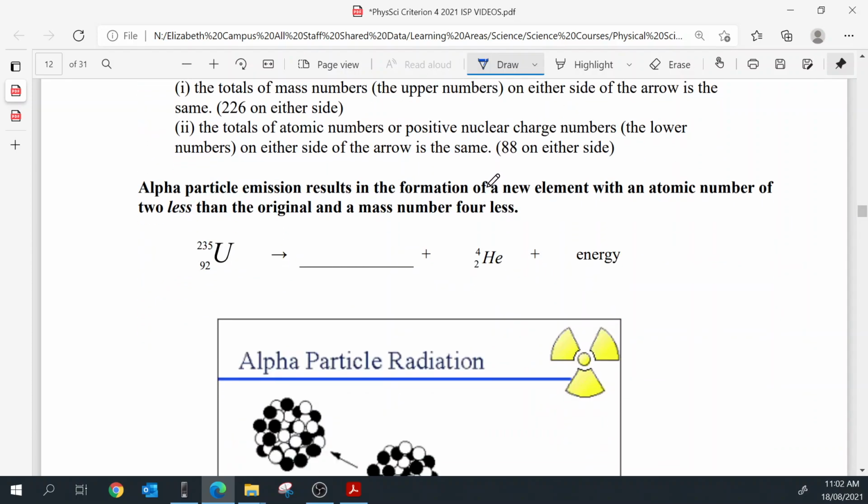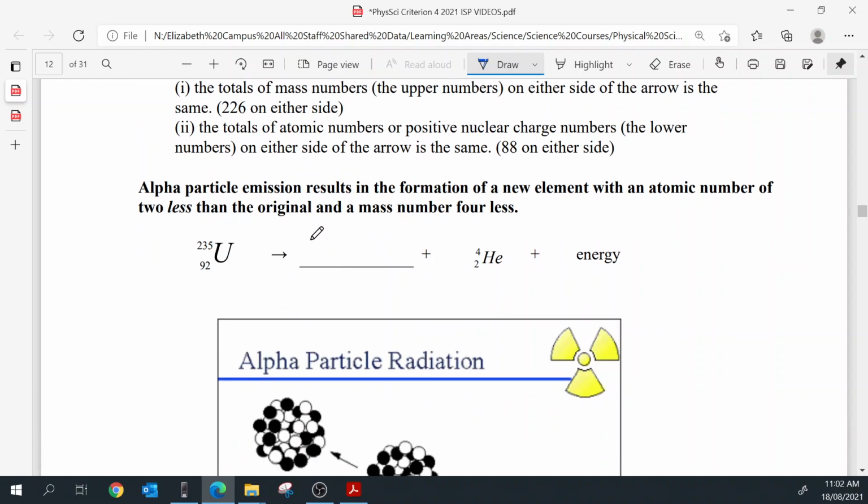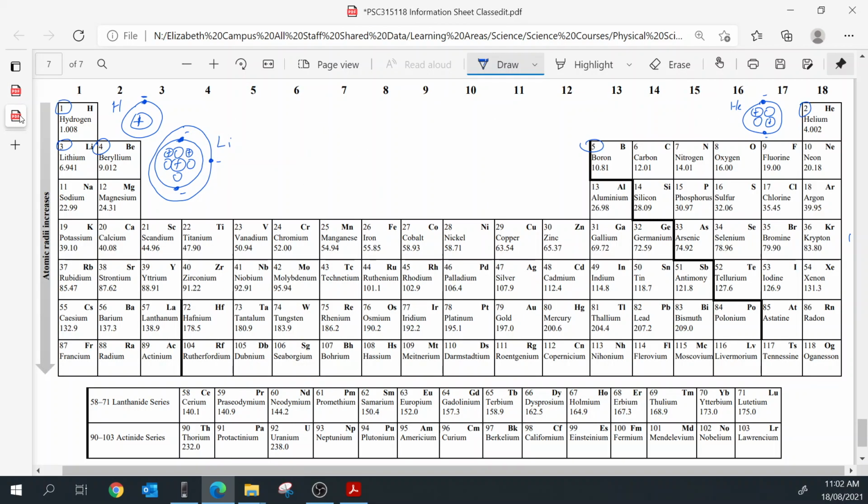So you'll have problems here. There's lots of problems where you'll have to figure out what is going to be the element that is left over when we have alpha radiation. So if we start off with uranium-235 with a 92, we can easily work out that the next element is going to be 231 plus 90. Okay. 231 plus 90, and then let's have a look at what is element 90 on our periodic table. It is down here. It's thorium.